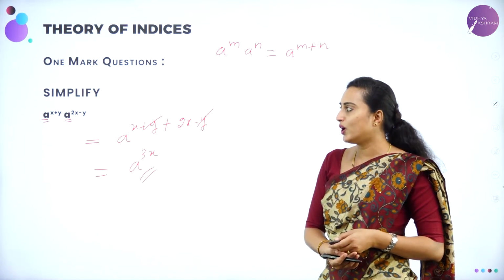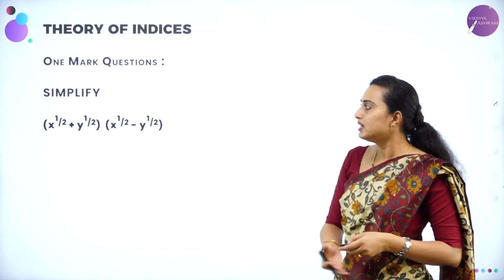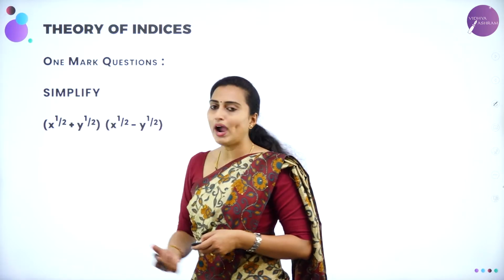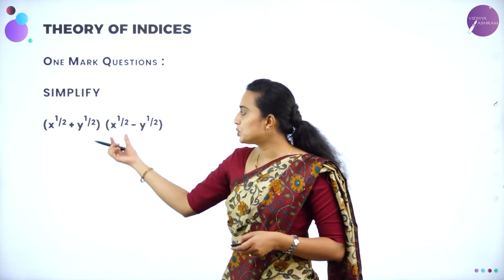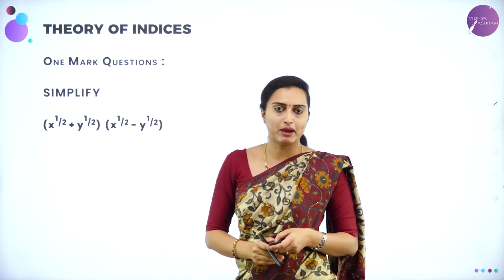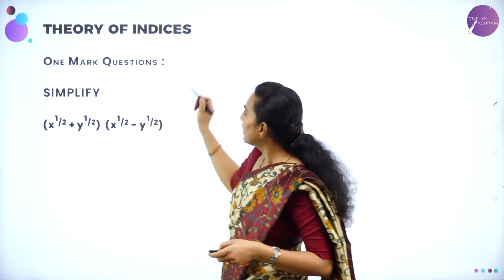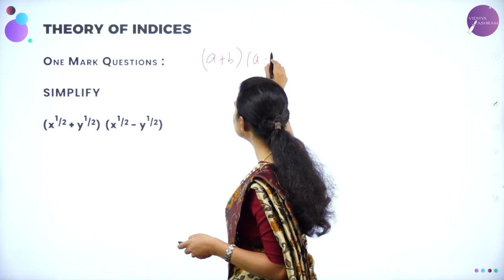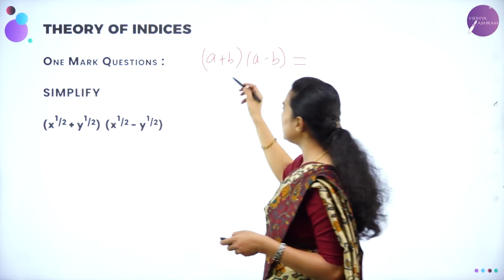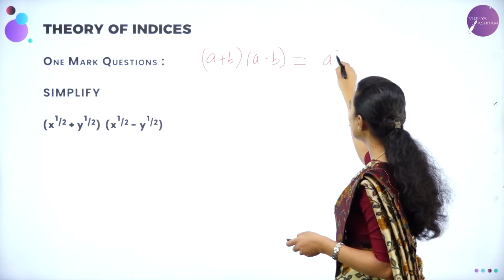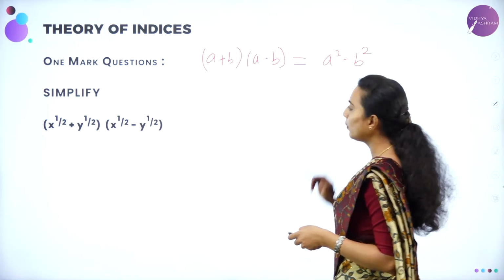Next we'll be moving on to the next type of problem. Simplify (x to the power of 1/2 + y to the power of 1/2) into (x to the power of 1/2 - y to the power of 1/2). Does that look like (a + b) into (a - b)? Dear students, (a + b) into (a - b) is equal to a squared minus b squared.